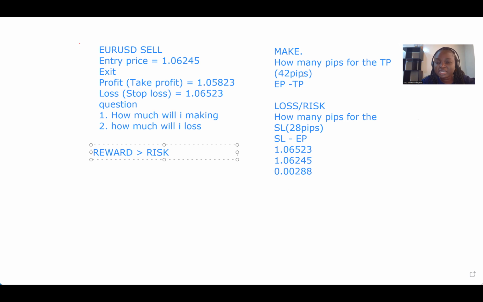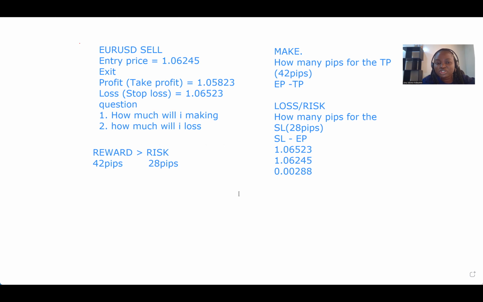Now, from this example, you can see the risk is 28 pips. Even if we don't have the monetary terms now, the risk is 28 pips and the reward is 42 pips, as against 28 pips. So we can see that the reward is higher than the risk. This is important before you even place a trade.